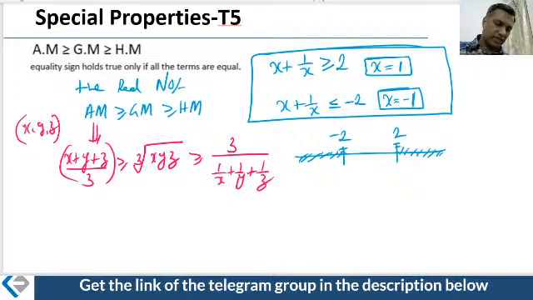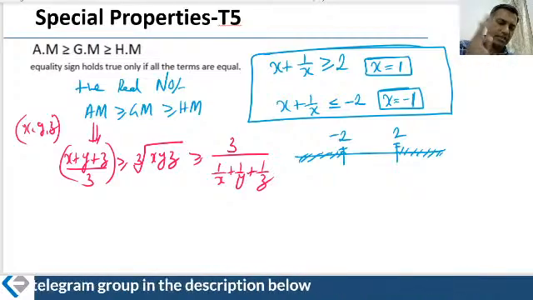Can there be many terms? Of course, yes. 3 is just an example.